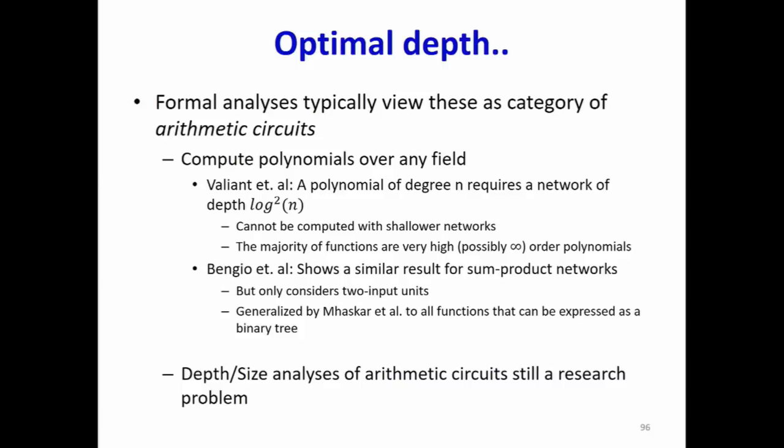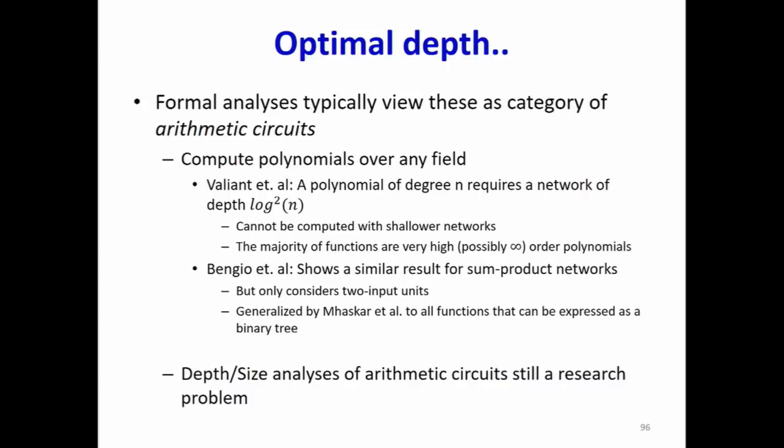So now formally, analysis of these kinds of networks views them as a category of arithmetic circuits, and there are various kinds of papers on this that we don't need to get into. I was just trying to convey the notion of depth and the importance of depth. But there's a beautiful paper by Leslie Valiant et al. which shows that for a polynomial of degree n, so if the function that you're trying to model is a polynomial, it could be a Boolean polynomial, you're going to require a network of depth log n squared.